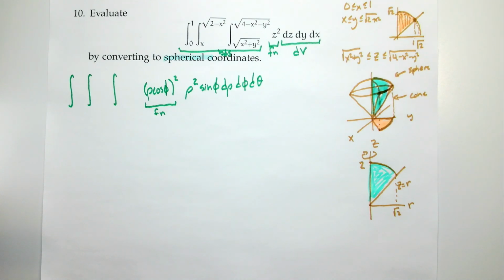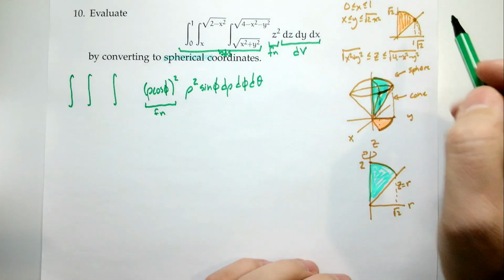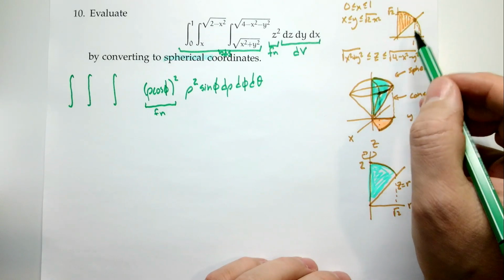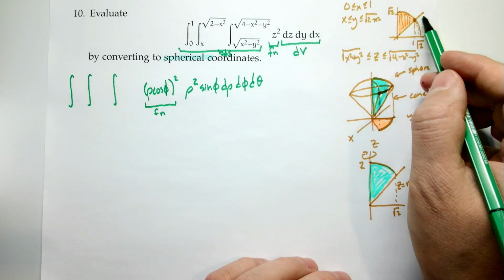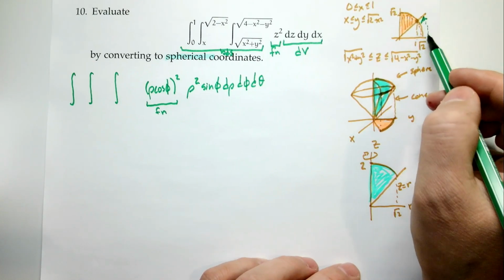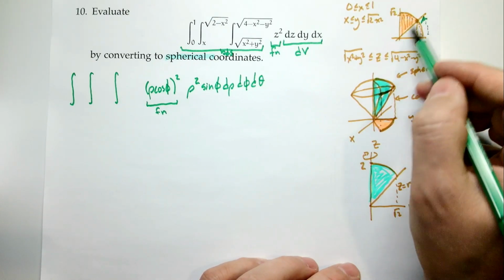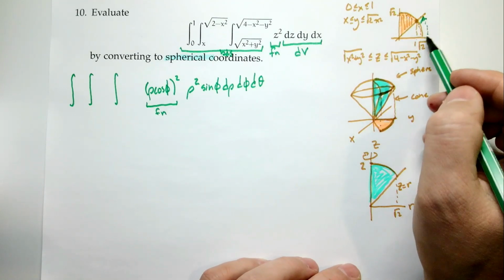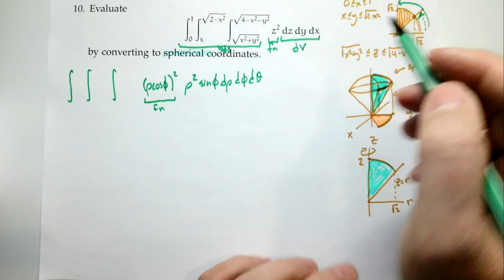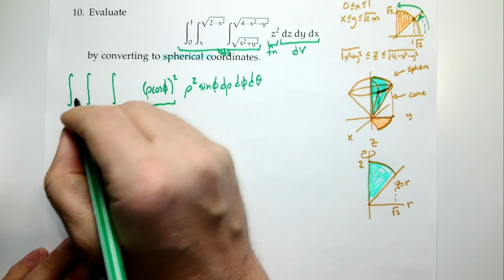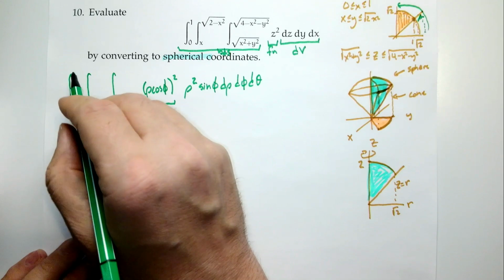Done. How about theta? Well, come to the xy plane and ask, where does our theta go from? Well, we start here at pi over 4. See, that's that nice 45-degree line. And then we're going to stop at pi over 2. So theta goes from pi over 4 up to pi over 2.